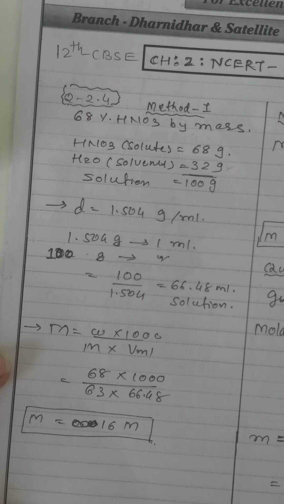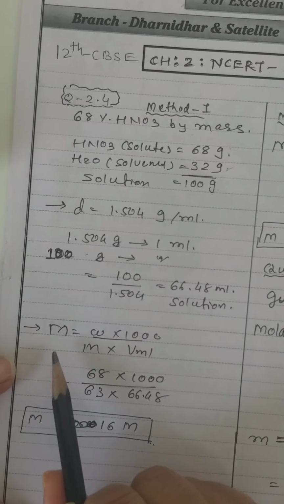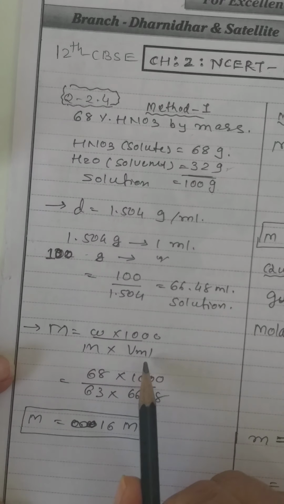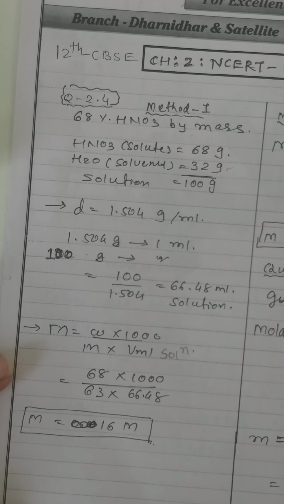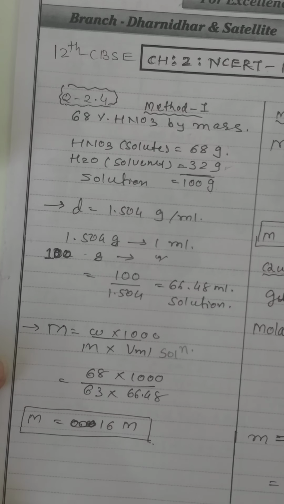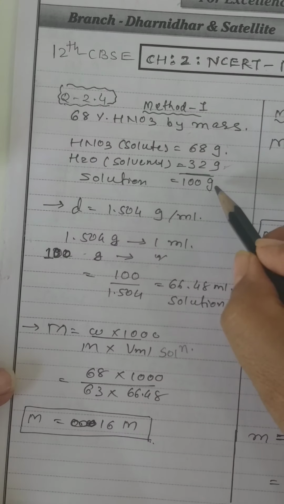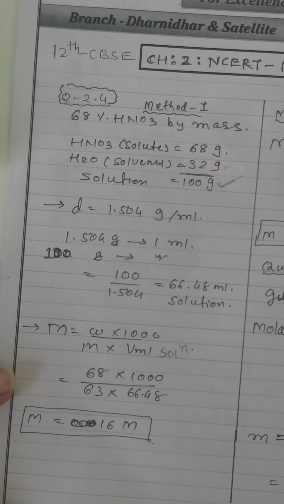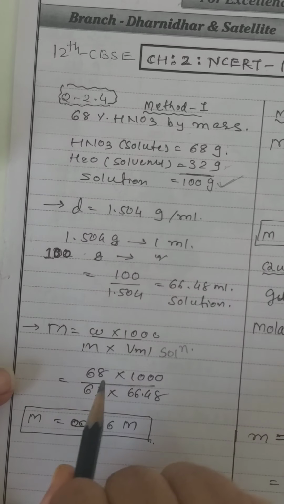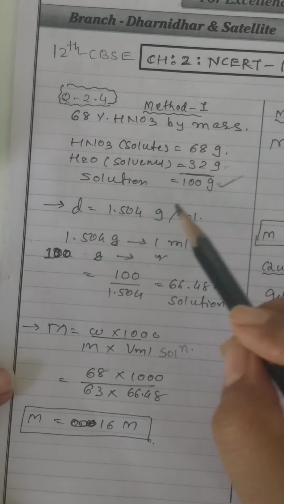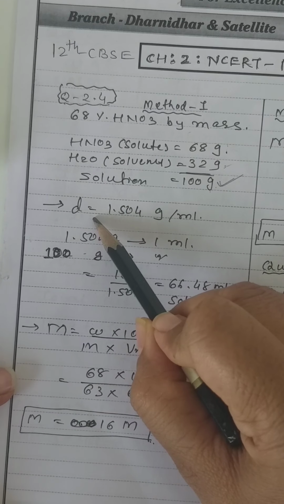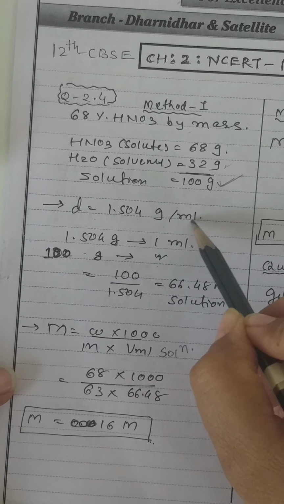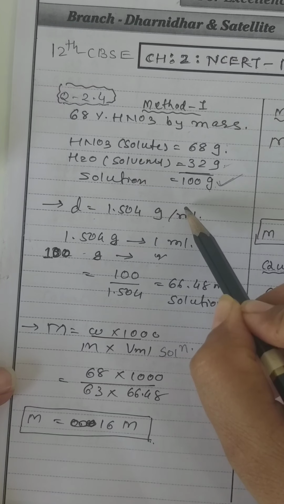Now for the molarity, if you see the formula first, molarity is equal to W upon M into 1000 upon V in mL. We require V in mL of solution. That means we should have the volume of the solution. But according to the definition the solution is 100 gram, and we want it in ml. So at that time density is useful. In the question density is given, that is 1.504 gram per ml.